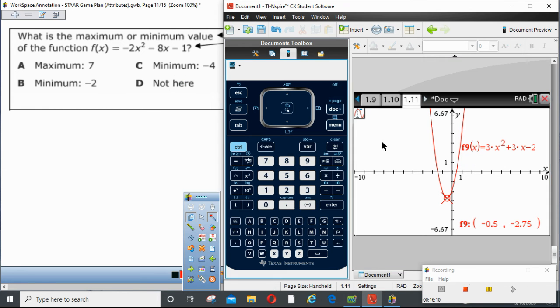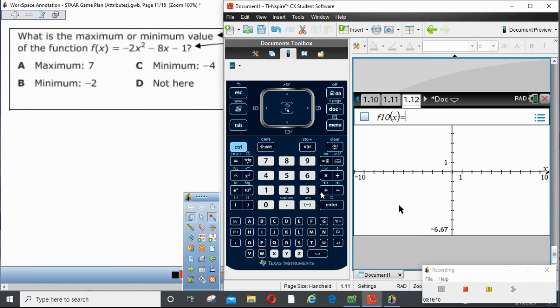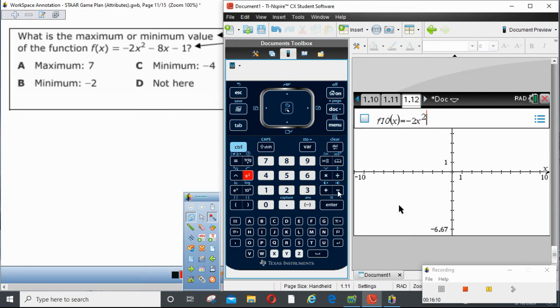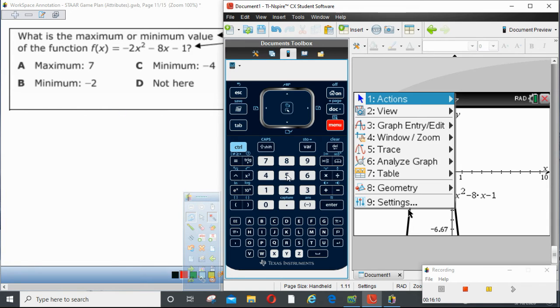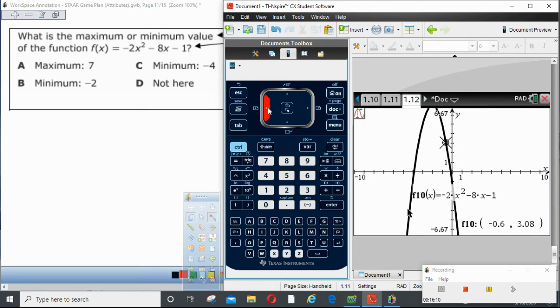So we're going to go to graphs. We are typing in minus 2x squared minus 8x minus 1. Hit enter. And then we're going to go, and in this case, would this be a maximum or a minimum? Well, the way this is facing, it looks like there's going to be a very top. It doesn't look like there's going to be a bottom. These lines go on forever. So if it's a very top, then it's a maximum. And so we would hit menu 5.1 and then take this up to the very top.